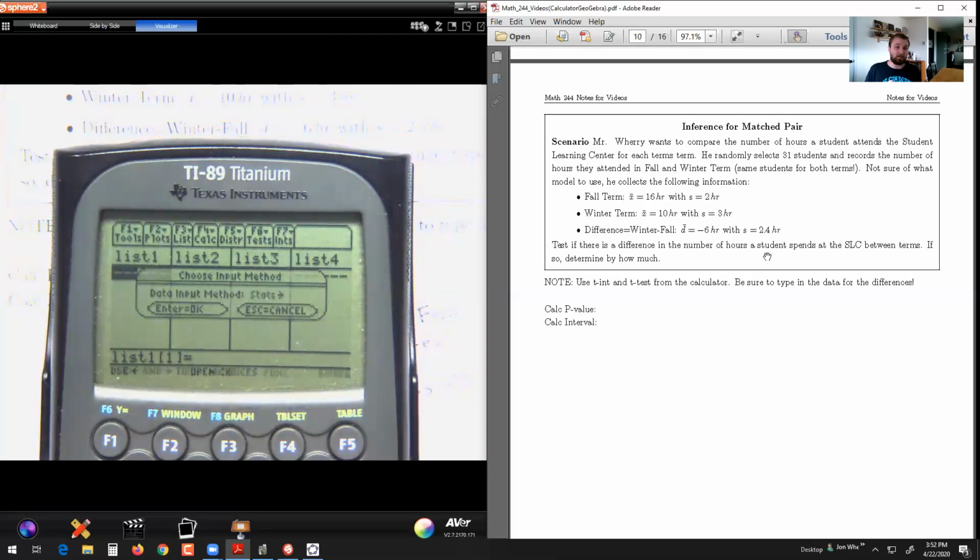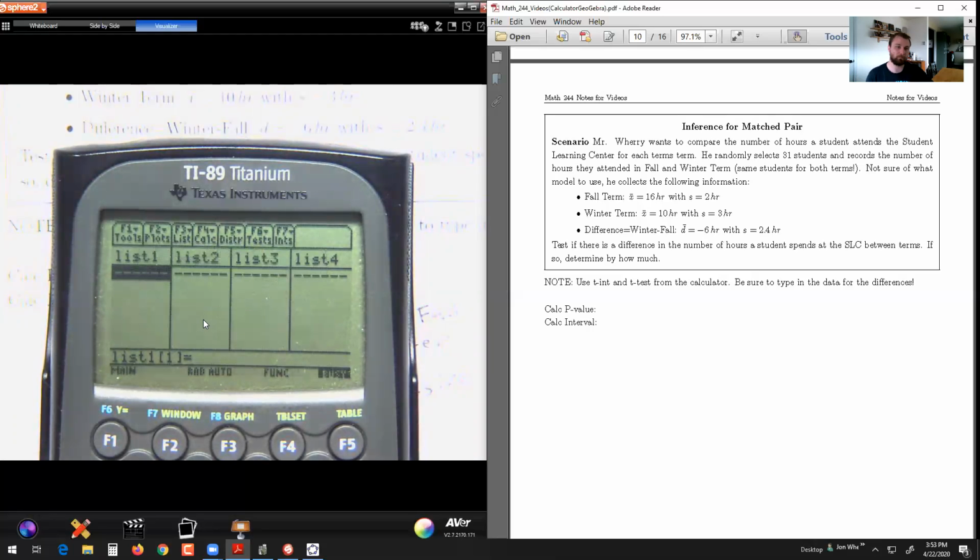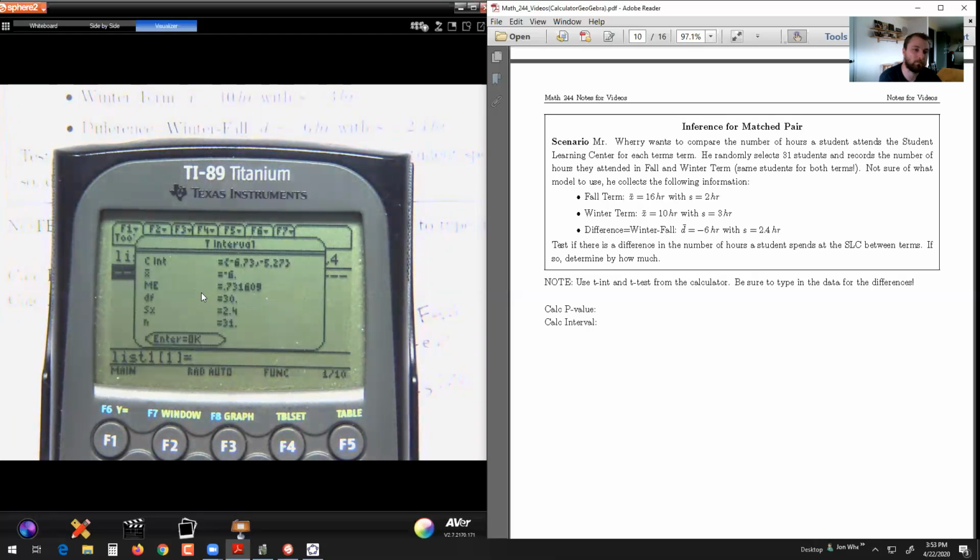I'm working with statistics. And here's one of my favorite things. It fills in the data for me automatically. So I have my X bar, my S, my N. I have a confidence level, 90% confidence is fine. And I end up getting negative 6.73 to negative 5.27.